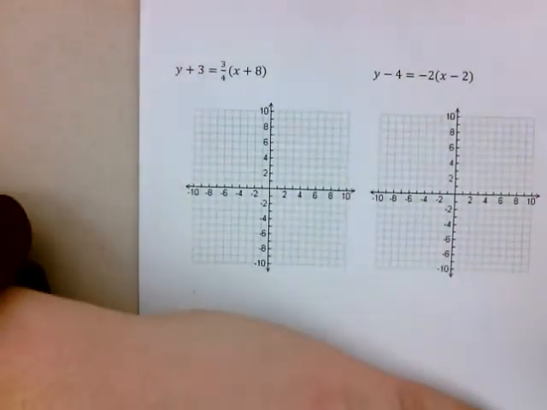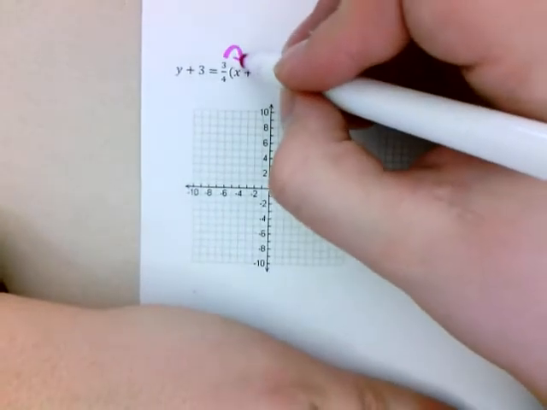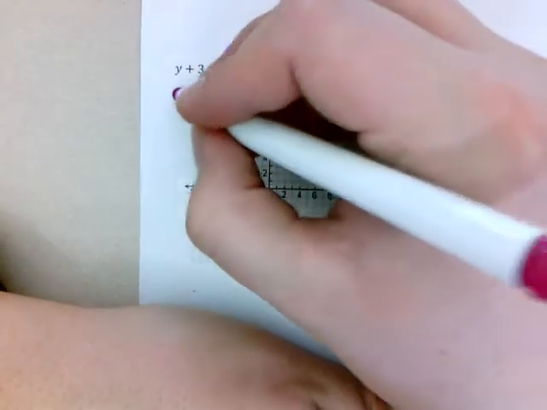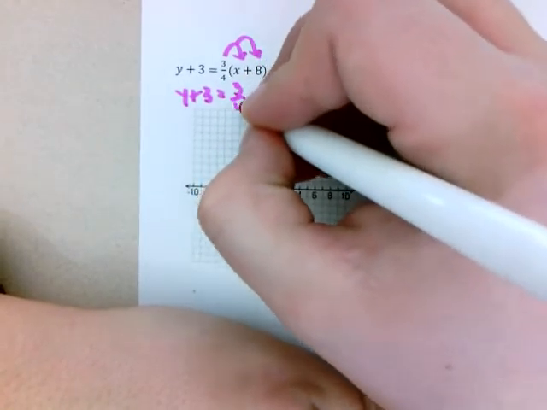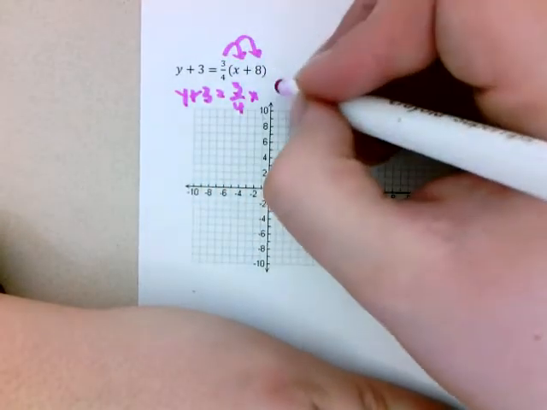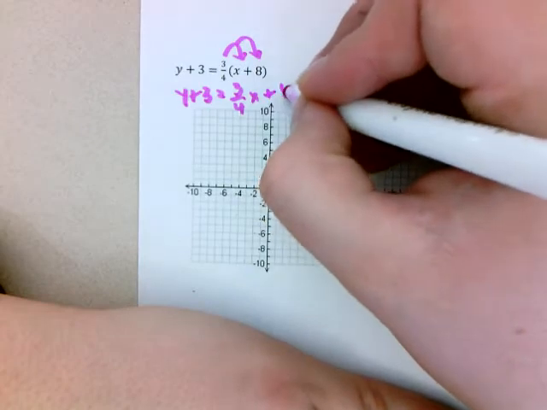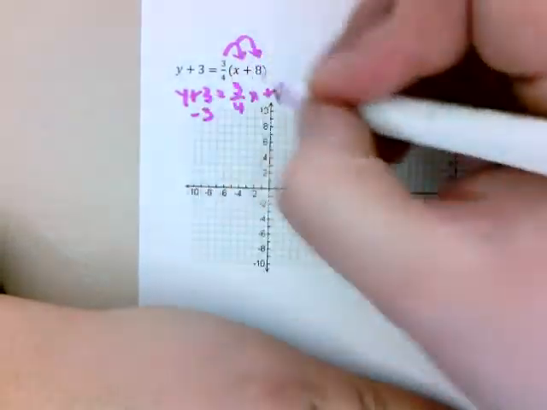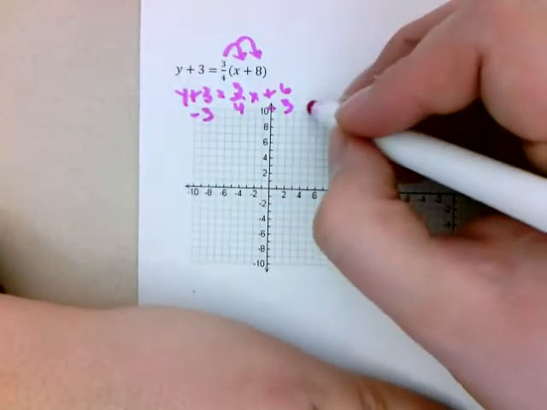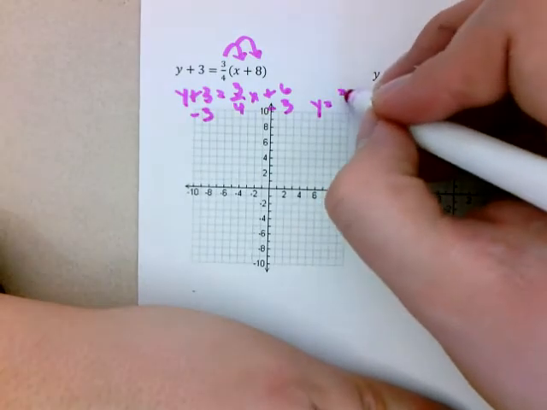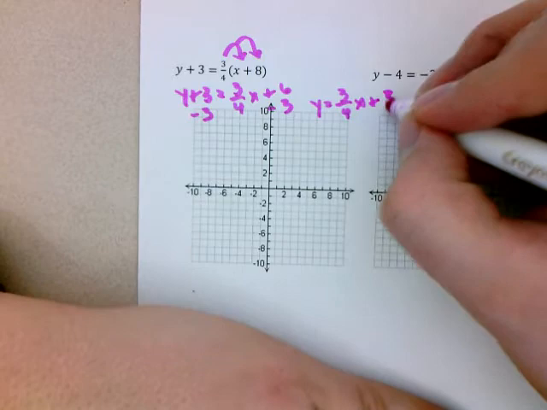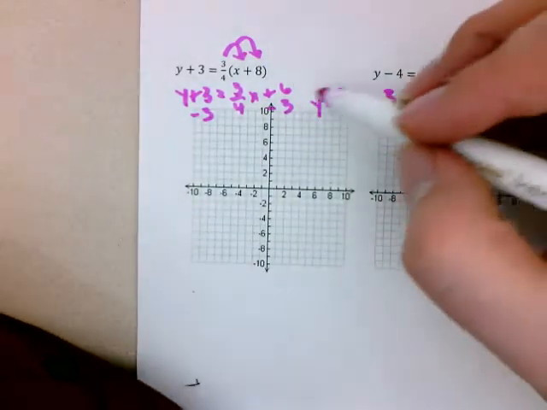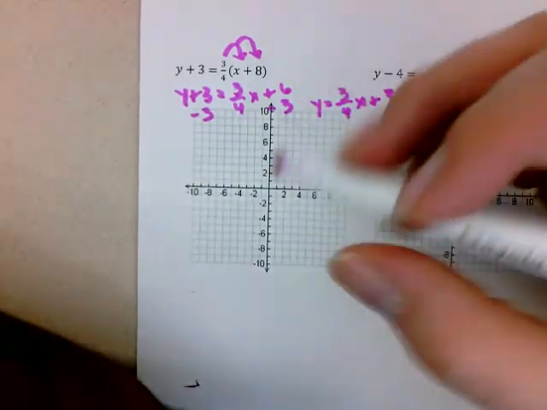Next one. Same thing. We're going to distribute this through and get y plus 3 equals 3/4 x. When you multiply these out, you should get 6. Subtract 3, subtract 3. Y should give you 3/4 x plus 3. Okay, so we know our slope is 3/4. We know our y-intercept is 3.